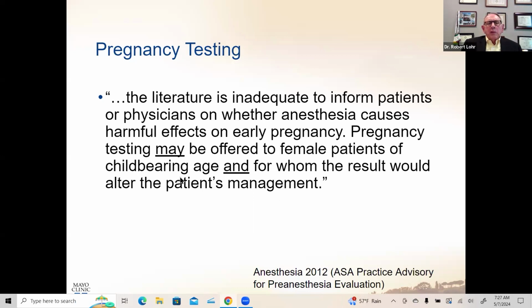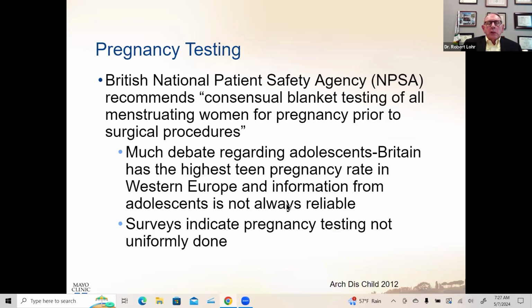And there's enough uncertainty about this, and enough litigation about pregnancies that go wrong, that I think it's better to err on the side of doing the pregnancy test. The British, they have their National Health Service mandate that they want consensual blanket testing of all women of childbearing age for pregnancy. They don't actually do it in a blanket way, but that's what they recommend.